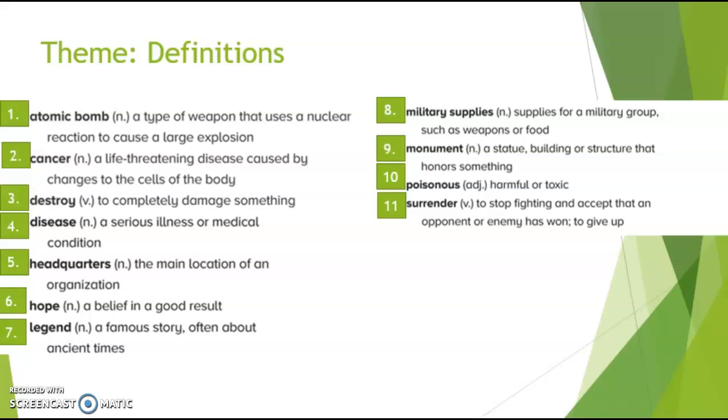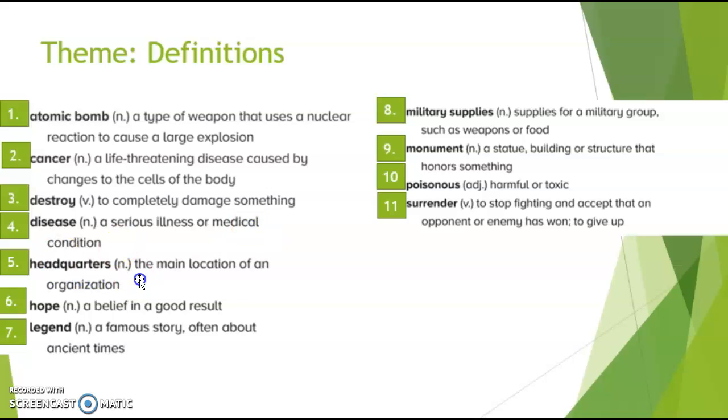Number 3, destroy. That word is a verb, and it means to completely damage something, okay? When something cannot be fixed anymore, you can only find the ruins, that means that the object has been destroyed. Number 4, disease. Another synonym for that word is ill, okay, enfermedad. So it's a serious illness or medical condition.